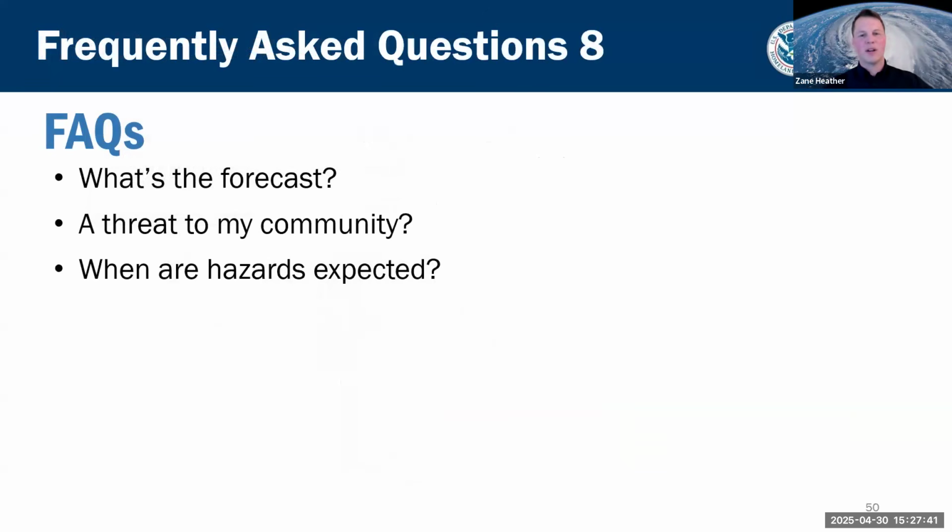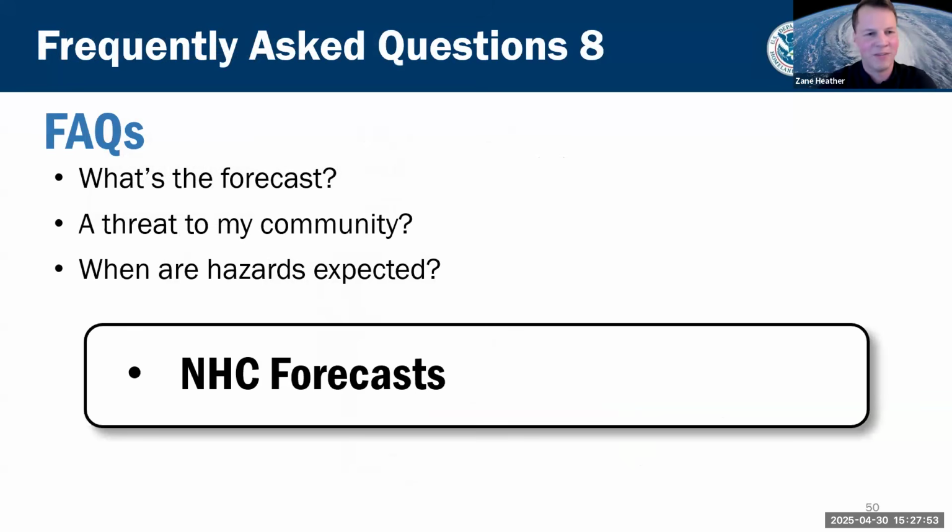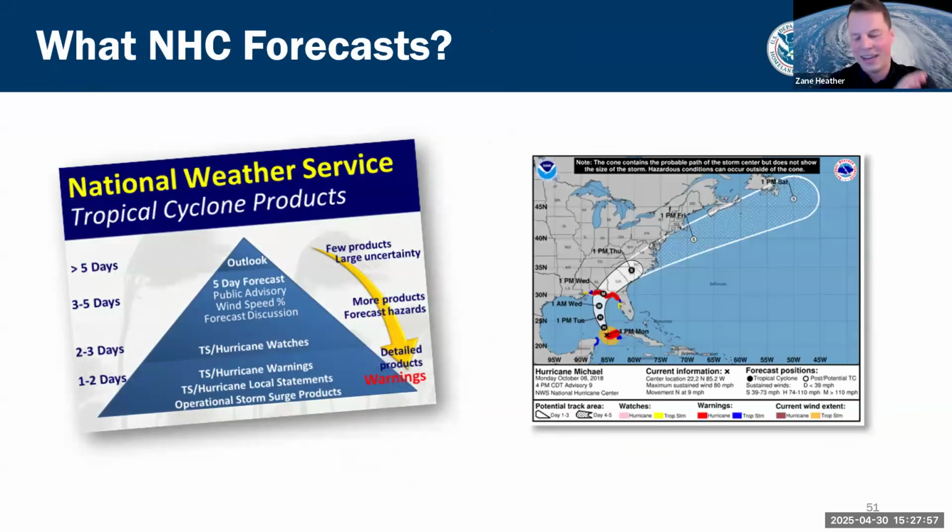Okay, so the questions that emergency managers typically ask themselves during this phase: what is the forecast? What is the threat to my community? And what are the hazards expected? And as you all know, the best place to get that information is via the NHC forecast. I'm not going to spend too much time on this because I will not do it the same justice that the Hurricane Center did, but through the NHC forecast and forecast products, different products and services will become available as threats become more imminent and as a tropical cyclone or hurricane approaches land.